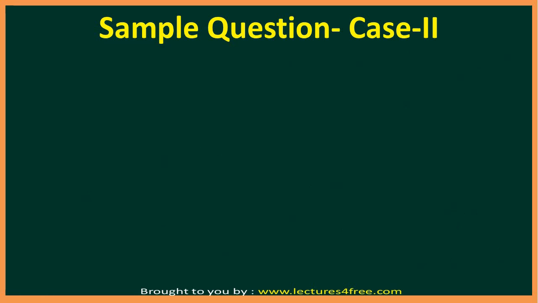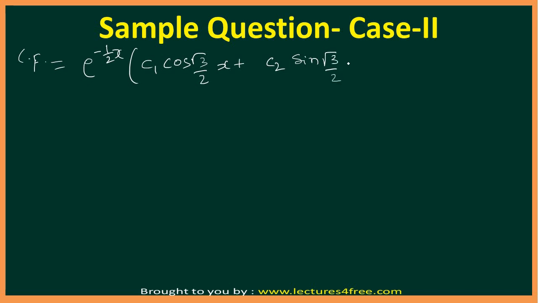So you can write the complementary function equal to e to the power alpha x, that is e to the power minus 1 by 2 into x, times c1 cos root 3 by 2 into x plus c2 sin root 3 by 2 into x. This is your complementary function.